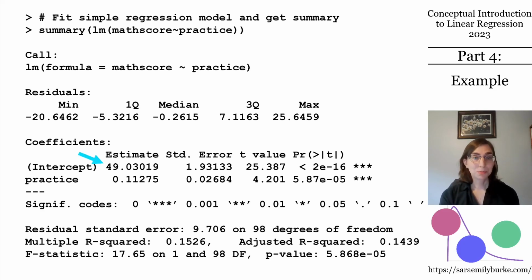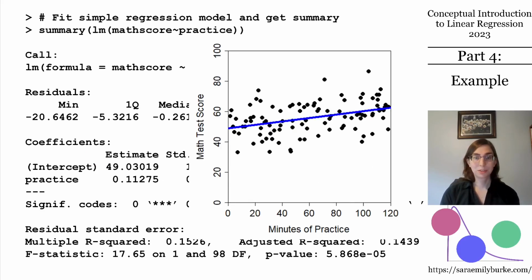The intercept is 49. What does that mean? It's the expected score for someone with 0 minutes of practice on this math test. Here's that plot again. You can see that the blue line hits the y-axis at around 49.